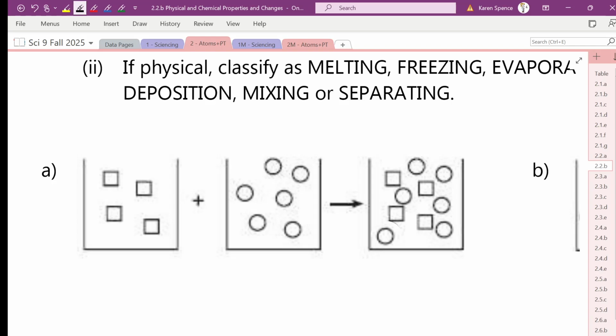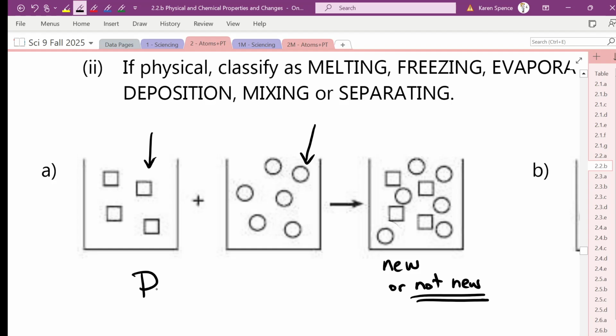Did we end up here? Is there a new substance or is there no new substance? It's a mixture. We have nothing new. We started with squares and circles, and what did we finish with? Squares and circles. What did we do with these two things? We just mixed them. So basically, you're going to take a look at this and say, was this a chemical or physical change? That's the first thing. Chemical or physical? This is physical.